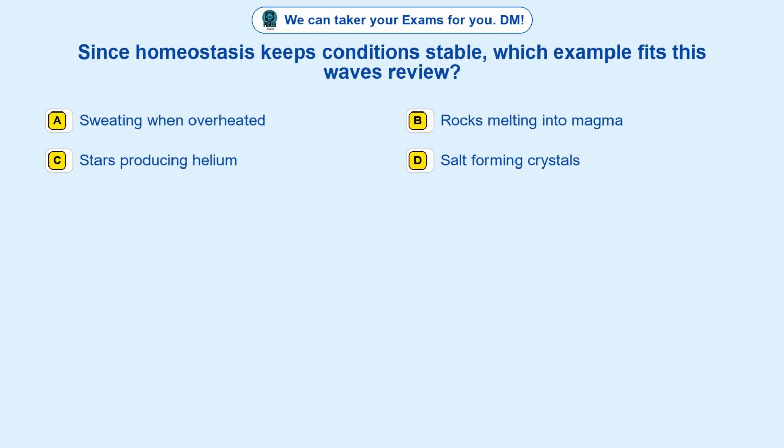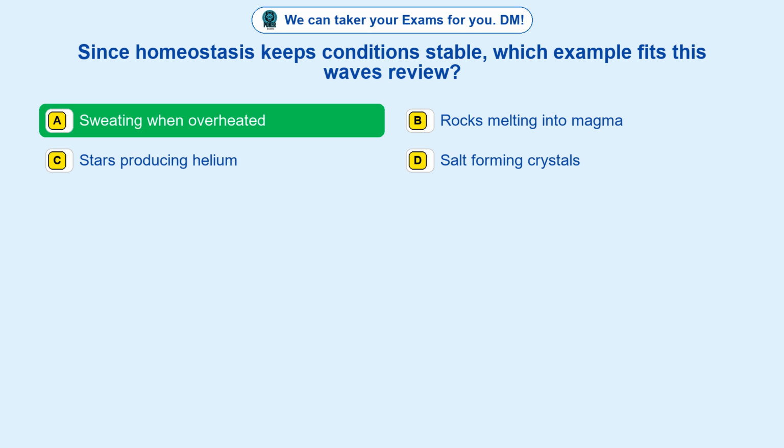Question 20. Since homeostasis keeps conditions stable, which example fits this Waves review? Option A. Sweating when overheated. Option B. Rocks melting into magma. Option C. Stars producing helium. Option D. Salt forming crystals. The correct answer is option A.